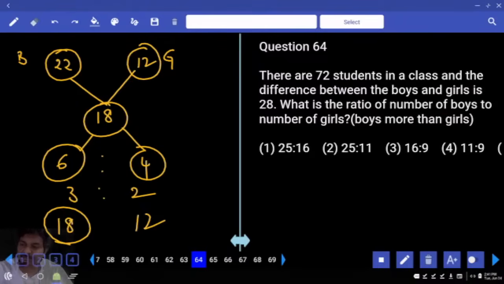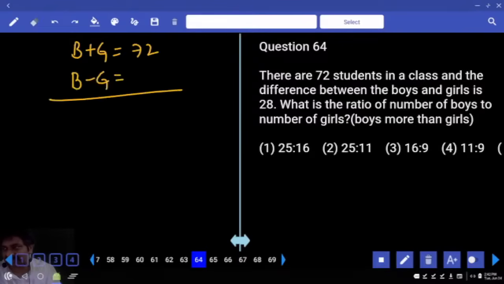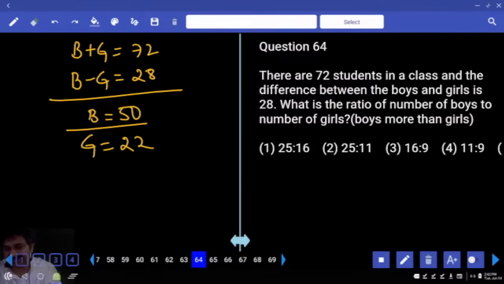Next, 64. There are 72 students in a class. Difference between boys and girls is 28. The ratio of number of boys and number of girls, where boys are more than girls. Boys plus girls is 72, boys minus girls is 28. Boys are more than girls. Difference is 28. How do you get boys? Sum divided by 2. 100 by 2, 50. Number of girls are 22. Ratio between boys and girls 25 is to 11.